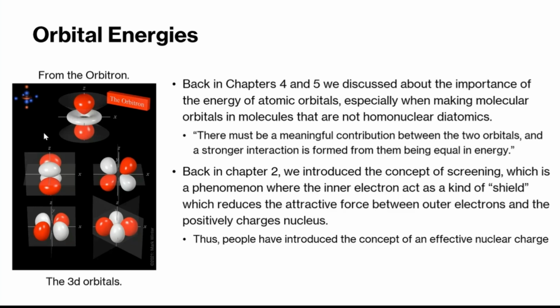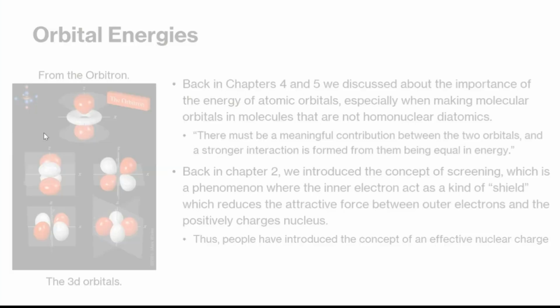Now, going from there, back in chapter 2, we introduced the concept of screening. Screening is basically a phenomenon where the inner electrons act as a kind of shield, and that reduces the attractive force between the outer electrons and the positively charged nucleus. So people have then introduced the concept of an effective nuclear charge, which is basically what the outer electrons actually feel because that concept of screening is present.